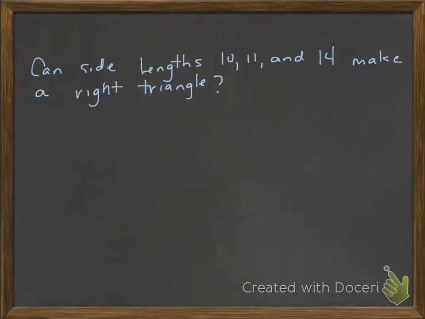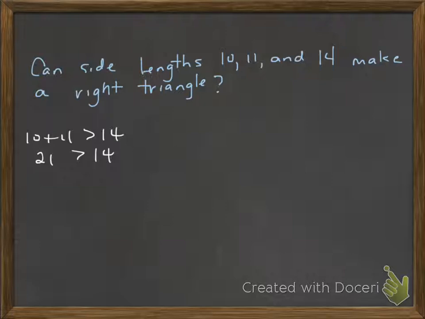Okay, so let's look at this one. What about 10, 11, and 14? Does that make a right triangle? First thing we want to do is take our smallest ones, 10 plus 11. Is that greater than 14? Well, sure. 10 plus 11 is 21, which is greater than 14. And if you take your two smallest ones, you know the other ones are going to work out. So you're going to be in good shape there.